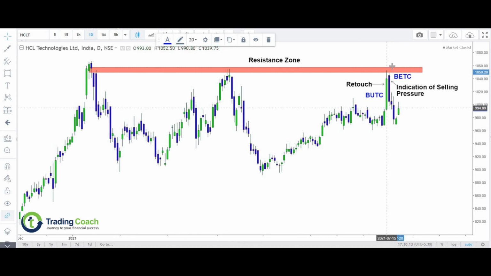Here we can see a BUTC, in the sense bullish trending candles, and here we can see a BETC, which is bearish trending candles. The bullish trending candle gives us an indication of a retouch, and the bearish trending candle gives us an indication of selling pressure. Right after this sharp bearish trending candle, we could have gone for a short selling opportunity. We could have taken a bearish trade on this stock.